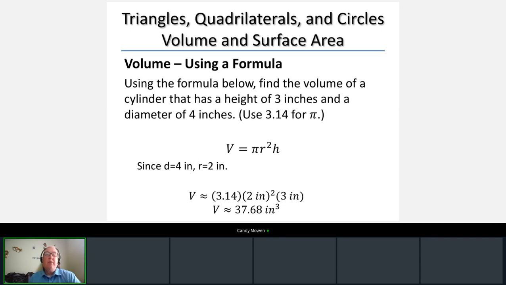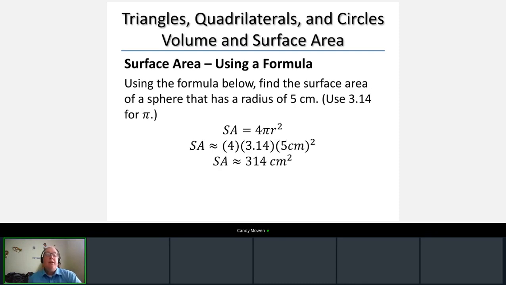Using the formula below, find the volume of a cylinder that has the height of 3 inches and a diameter of 4 inches. Use 3.14 for pi. The formula for a cylinder is V equals pi r squared h. Since D is 4 inches and R is 2 inches, we plug that in. Pi is 3.14 times 2 inches squared times the height 3. And then volume is approximately 37.68 inches cubed, or cubic inches.